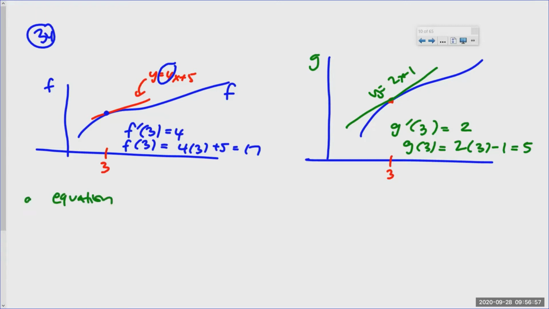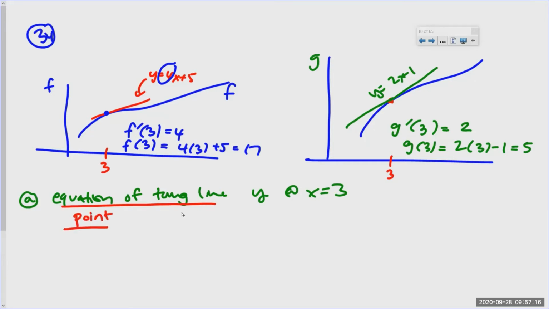That gives me a lot to go on because the next question says, this is part A: what is the equation of the tangent line of y at x equals 3? Now remember, when they ask you for an equation of a tangent line, you need to put it in point slope form. So what two things do I need? Write it down. I need a point and I need a slope.